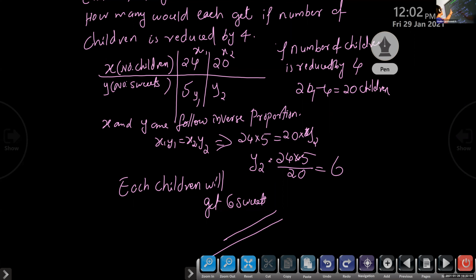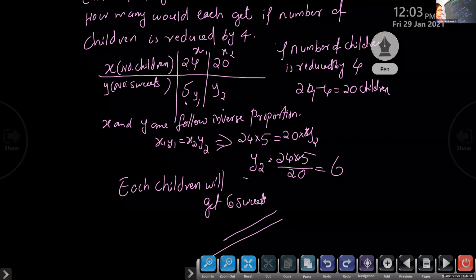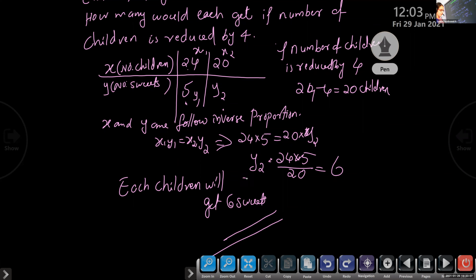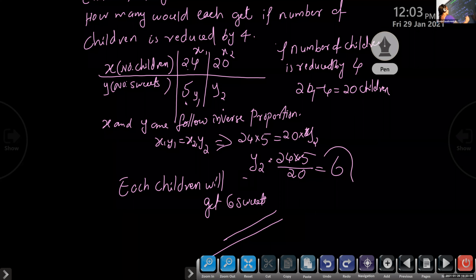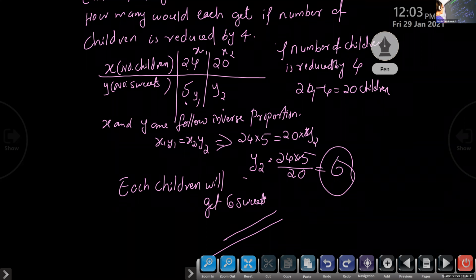Because x and y are in direct proportion, we can say that 24 into 5, that is x1 y1, equals 20 into y2. So y2 equals 24 into 5 divided by 20, equal to 6. So each will get 6 sweets. Is it clear? Okay, ma'am. Next one.